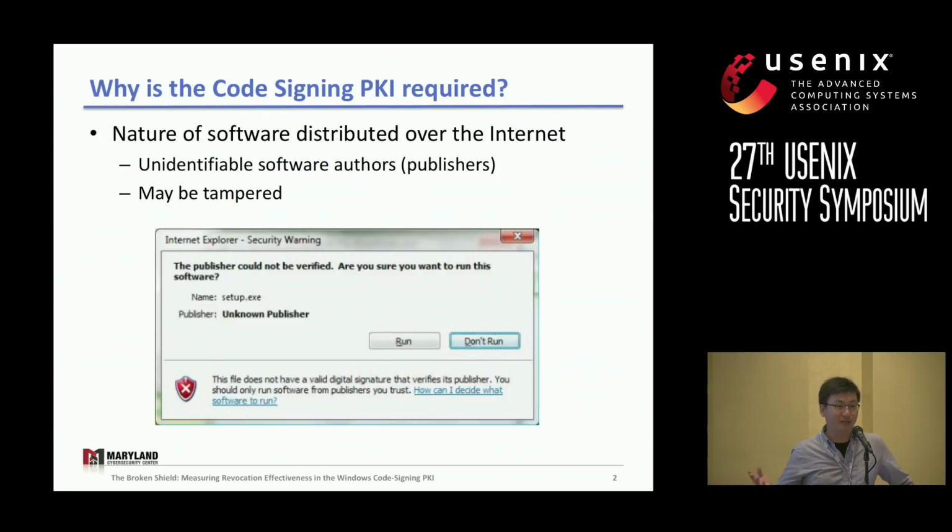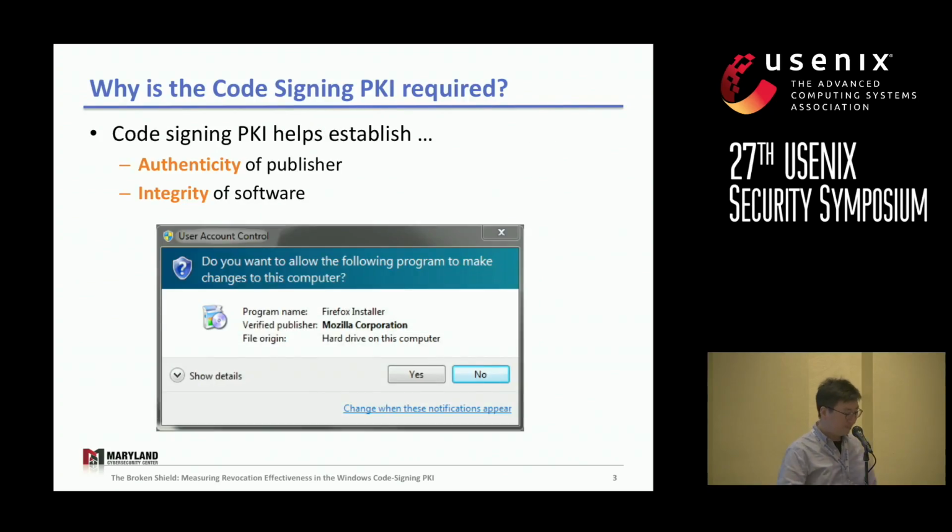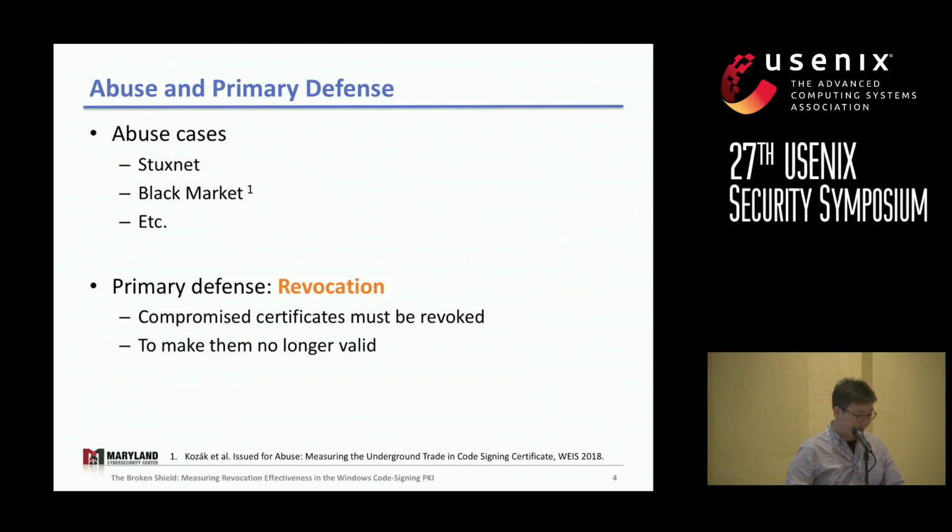Because of the nature of software distributed over the internet, we cannot identify the software's authors, and the software can be tampered with. So code signing PKI is a solution to help establish the authenticity of authors and the integrity of software. So we know who publishes the software, and the software is never altered after signing.